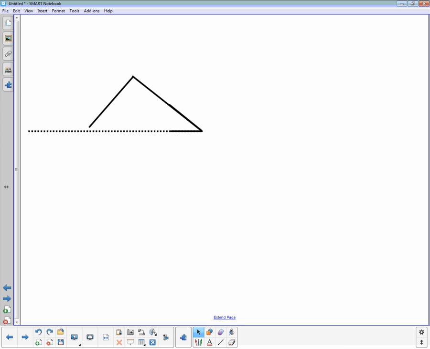See, I don't know how big that third side is. That's why I'm making it a dotted line. But I know that I've got that angle, and I know I've got those two sides. They have to be that way.